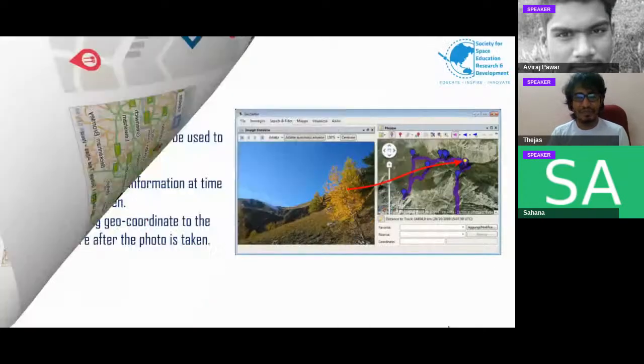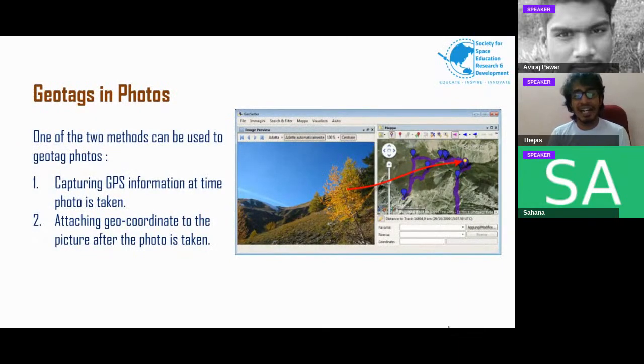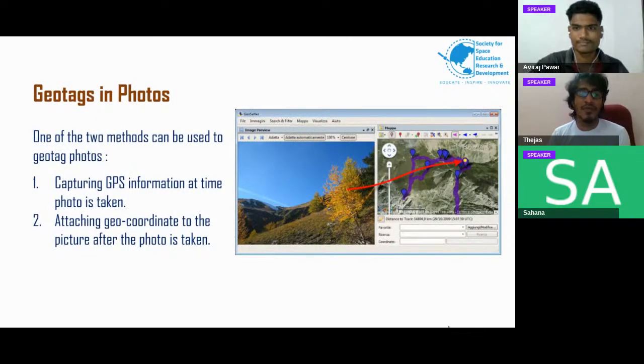Amazing, isn't it? So I invite Abhiraj now to tell us more about how geotags are encoded within photos, videos and audios. Abhiraj, the screen is yours. Thank you, Tejas. As Tejas has given us a brief intro about the history and the present of GPS, now we are going to learn how it is used today.